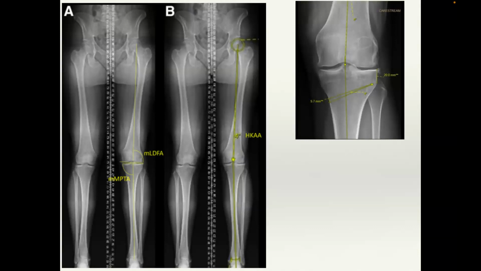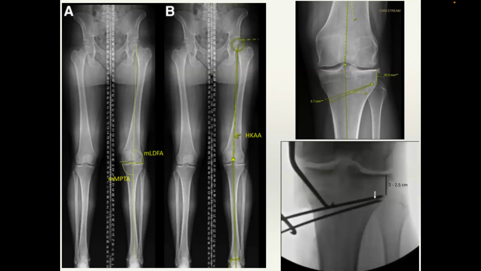That is, 4 degrees of correction was calculated using the HKA angle, and it is transposed on the proximal tibia to the point 2 centimeters below the lateral tibial joint surface. This wedge of bone to be removed is measured at the medial cortex. In this case, it is measured at about 5.7 mm.